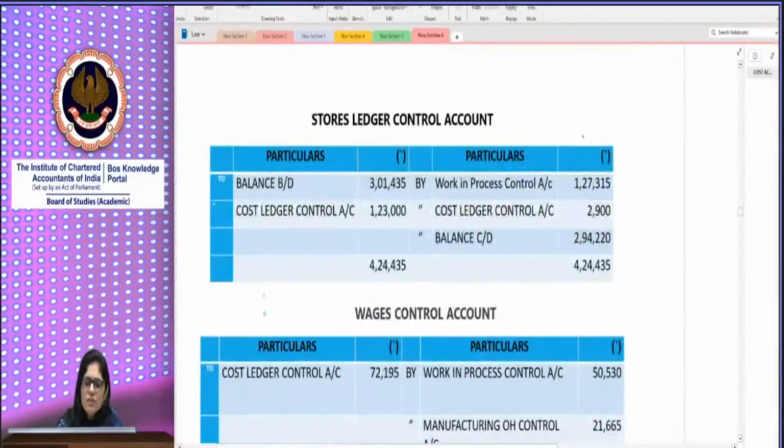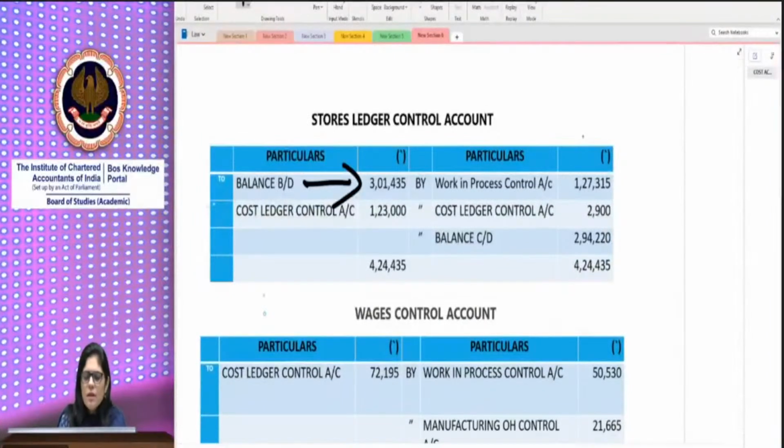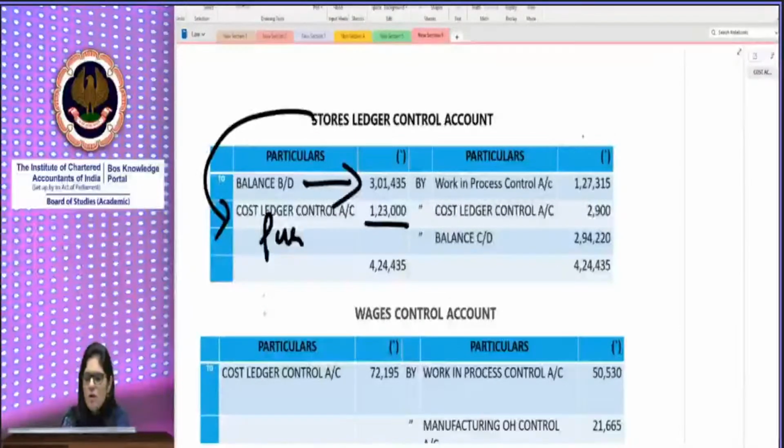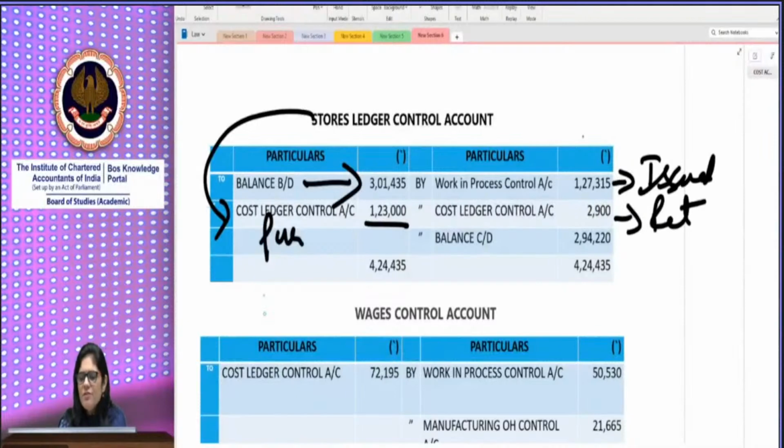Moving to stores ledger, see it was balance brought down, the debit balance which was there in the question. So this we have purchased. So material purchase, stores ledger control account to cost ledger control account. We pass this entry, stores ledger control account debit, so it's on the debit side. So this is issued to production. Here, these are material returns. Issued to production means WIP. So WIP debit to stores ledger control account, so stores ledger control account was credited. We have transferred from stores to WIP. This was the returns, material returns.